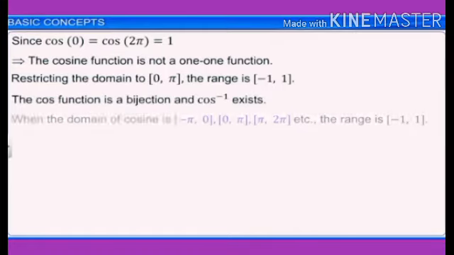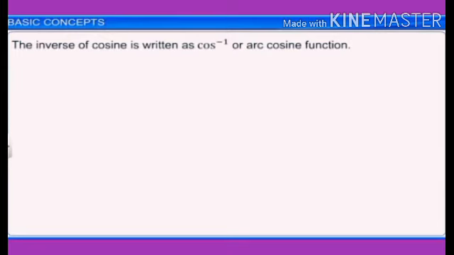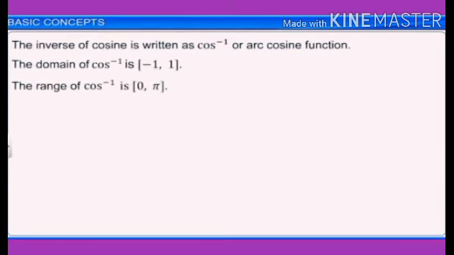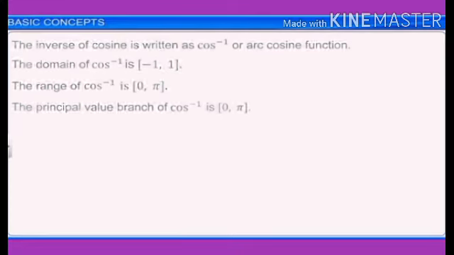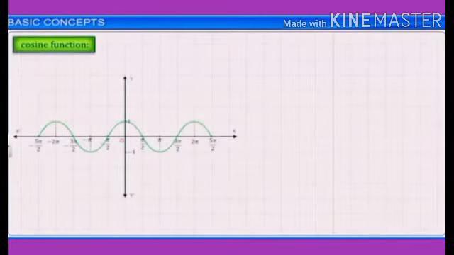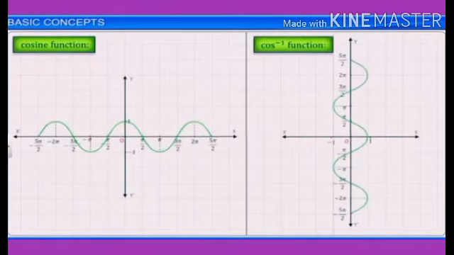Further, if the domain of the cosine function is restricted to the intervals shown here, then also the range is closed interval -1, 1. Now we can define the inverse of the cosine function in the given intervals. The domain and the range of the cosine inverse function are closed interval -1, 1 and closed interval 0, pi, respectively. The branch with the range 0 to pi is known as the principal value branch of the cosine inverse function. The graph of the cosine inverse function can be obtained by interchanging the x and y axes in the graph of the cosine function.